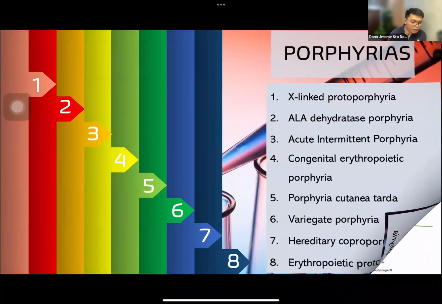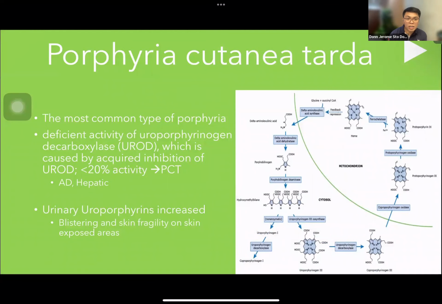Next is your Porphyria cutánea tarda. Porphyria cutánea tarda is the most common type of porphyria, no? So the problem here is you have a defect or a deficiency in your uroporphyrinogen decarboxylase or UROD enzyme. This condition would only manifest if the enzymatic activity is less than 20%. Your uroporphyrinogen decarboxylase is very efficient in converting your uroporphyrinogen to coproporphyrinogen, so only if you have less than 20% activity will you manifest the condition.